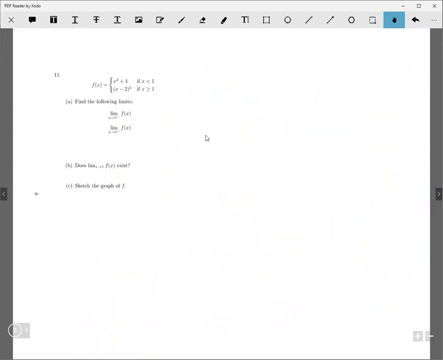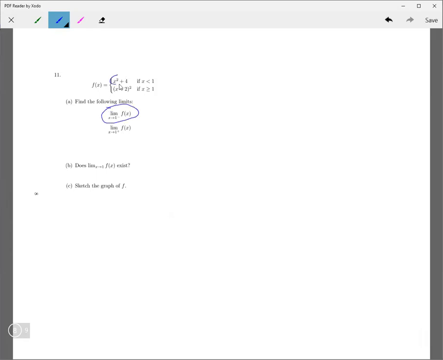Okay, let's go to number 11, and find the following limit. It's the limit as x approaches 1 from the left. For this one, you're going to use this piece, because from the left means x is less than 1. So just plug a 1 into here. That's going to be 5.